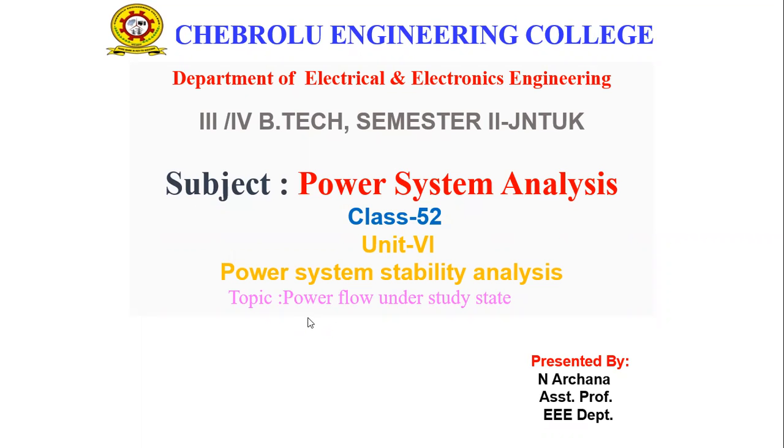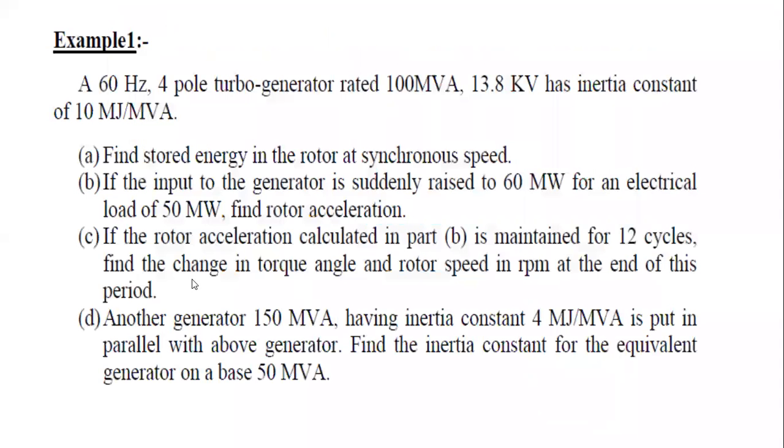By using those formulas we will solve the problem: a 60 Hz, 4-pole turbo generator rated 100 MVA. Therefore f is equal to 60 Hz, P is equal to 4, and the generator is rated at 100 MVA and 13.8 kV, with an inertia constant of 10 MJ per MVA. Find the stored energy in the rotor at synchronous speed.